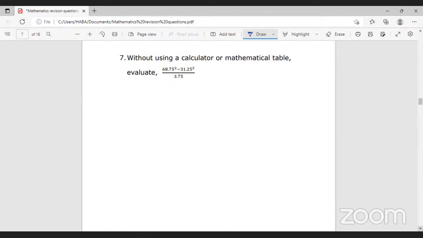So number 7. Who can read for us? Without using a calculator or mathematical tables, evaluate 68.75 squared minus 31.25 squared, over 3.75.